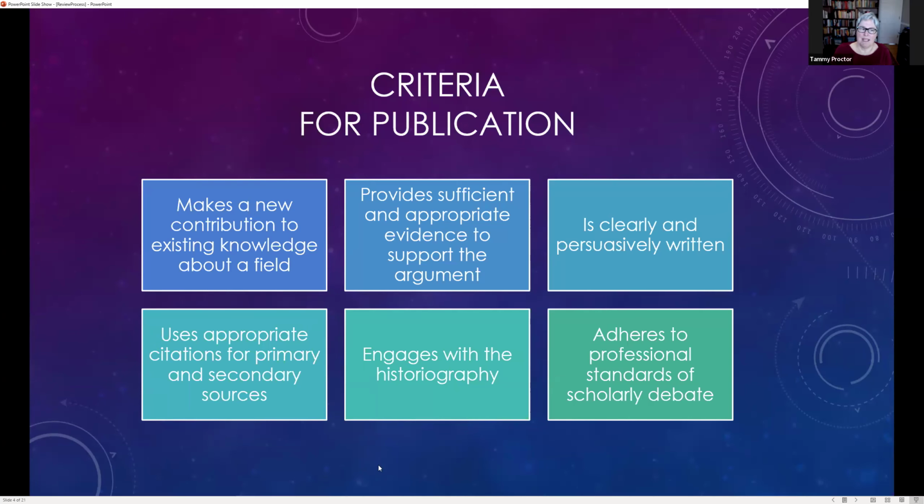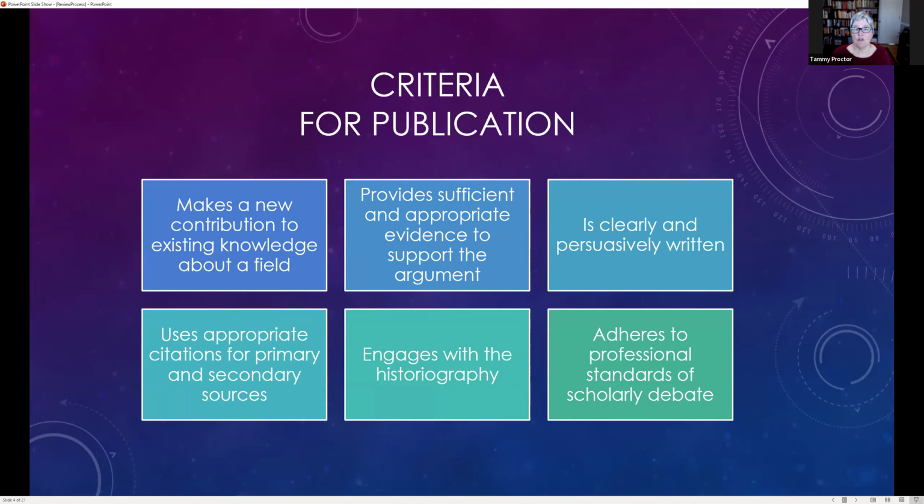Okay, so criteria for publication. The main things that we're looking for, and that you should think about when you read an article before you submit it: does it make a new contribution to existing knowledge about a field? And here the journal audience is really important, and I think we'll talk about this more in some of the later slides. But think a little bit about what it would look like to make a new contribution, in our case, in British studies. It has to speak to something beyond your narrow subfield. It has to be fresh in some way. So really consider, when you look at your article before you send it off, what field am I most hoping to make an impact on?